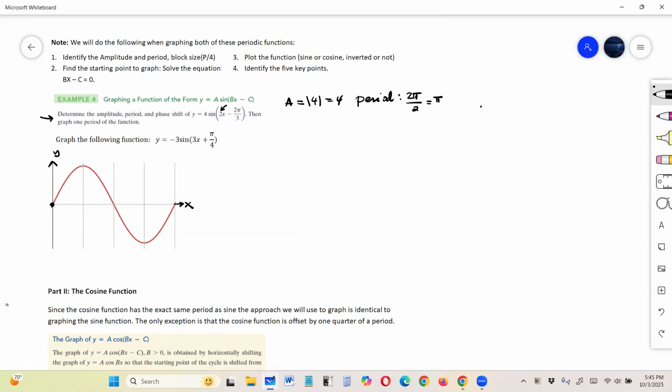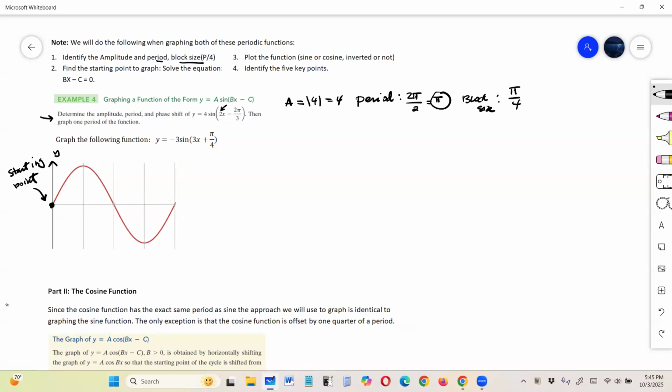Now, immediately after you find the period, you're going to find the block size. So I'm going to write here block size. The block size is the period divided by 4. The block size is not always the same, just as the period is not always the same. Each of these 4 blocks is pi over 4. All right, now we have to find the starting point. The starting point is here.